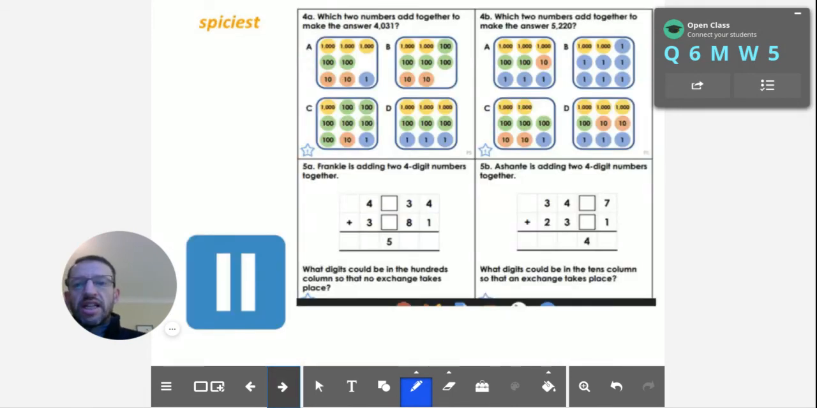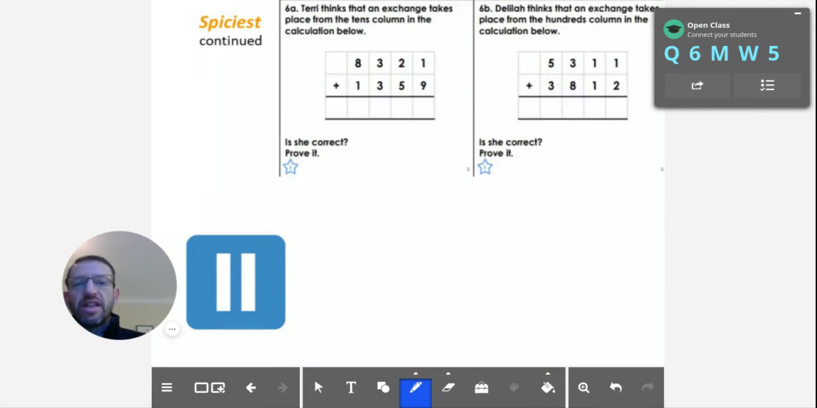If you want a further challenge, you've got this spiciest one here. And that continues on to the next page, because again, the text was getting a little bit small and I want you to be able to read it.